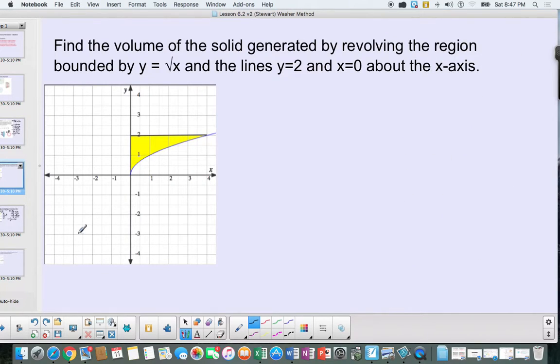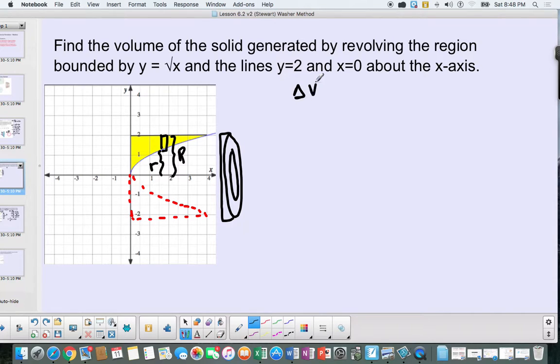Let's go ahead and start from scratch on a problem. We're revolving around the x-axis. I'll go ahead and draw my reflection here, so you kind of get the feel. I am going to draw my rectangle, and that's going to look like this. It's going to create this washer. And this will be big R, and this will be little r.